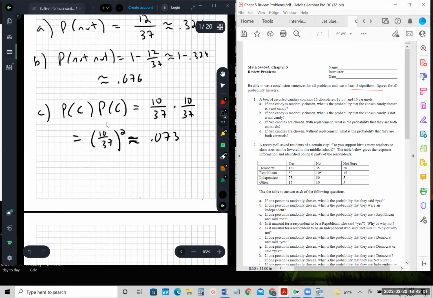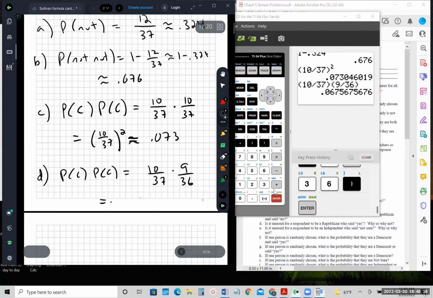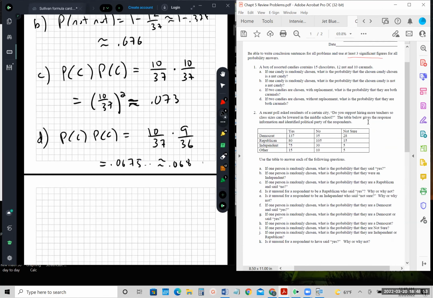And then the last one, we didn't do any of these last ones, but I'll go over this one anyway. If 2 candies are chosen without replacement, what is the probability they are both caramels? So the probability of a caramel, the probability of a caramel. The only difference in this one is there's 10 out of 37 ways to get the first one, but then since you took it out and you didn't put it back, there'd be 9 out of 36 ways to get the second. So you have to recognize the fact that you took something out of it. So I would do 10 divided by 37, and then parenthesis 9 divided by 36. And I would get 0.060675, so roughly 0.068. Okay, and that would be that answer. That would be part D.